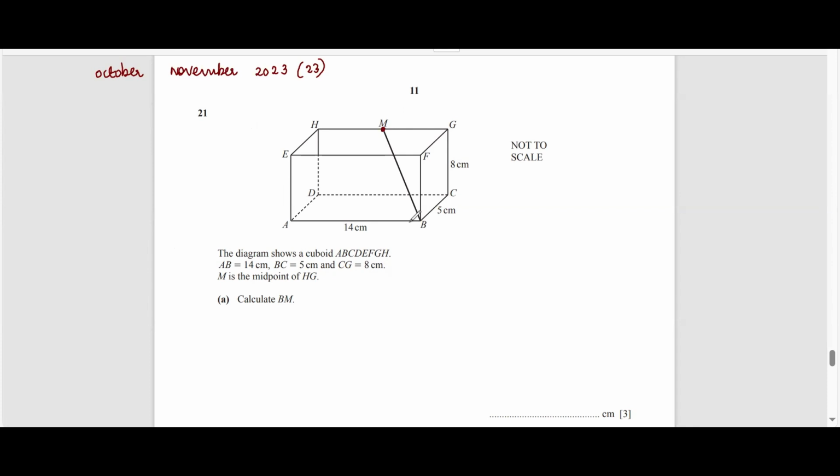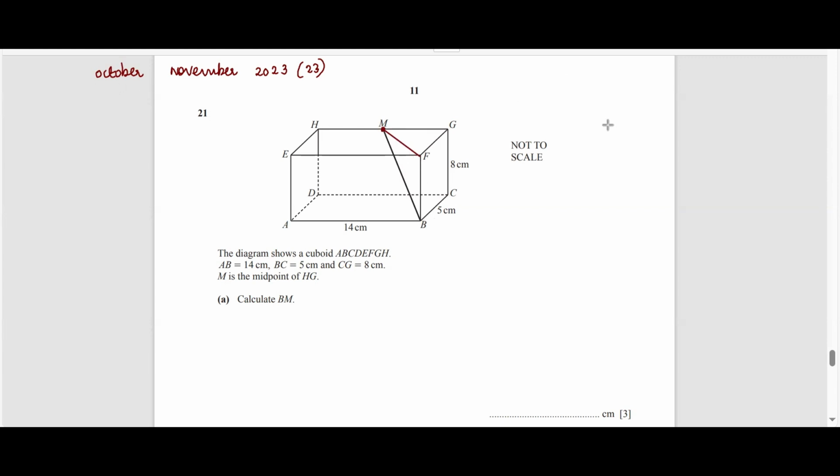Whenever we solve 3D trigonometry questions, the only thing we need to do is identify the right triangle that we are considering, draw the right triangle outside, and then use SOH CAH TOA or Pythagoras theorem to find out whatever the missing side or missing angle is. So to find out BM, first of all, we need to identify the right angle triangle that we need to consider. To find out BM, the right triangle that we have to consider is BFM.